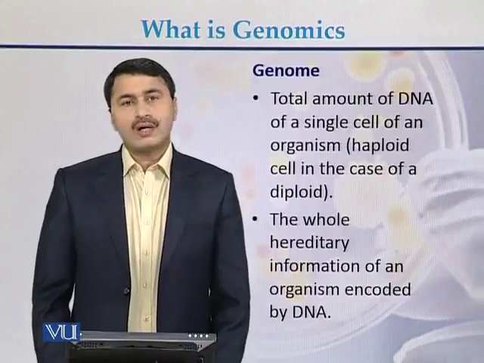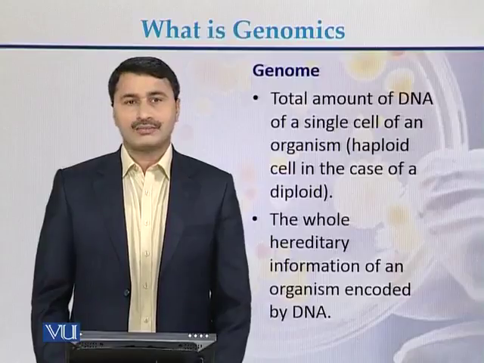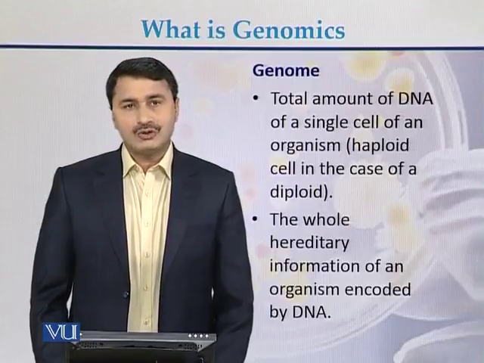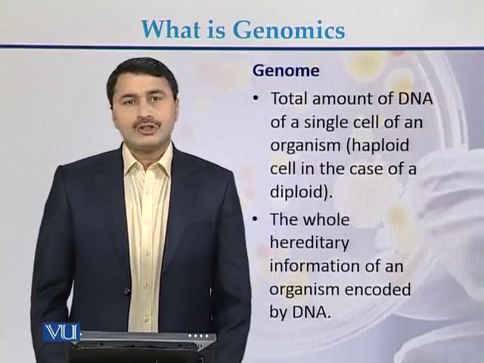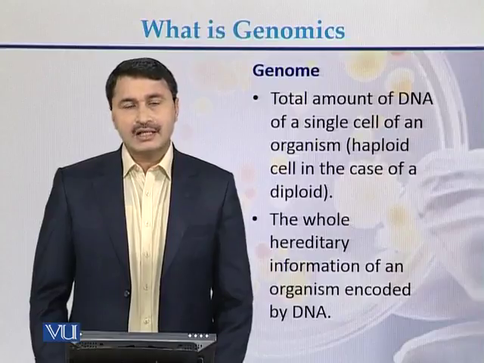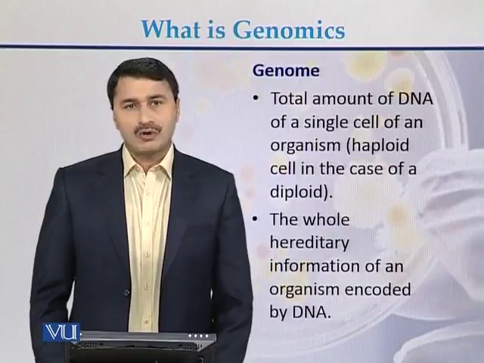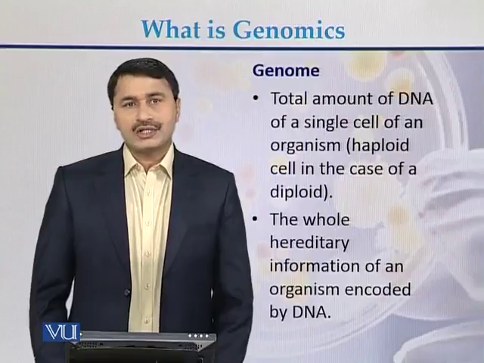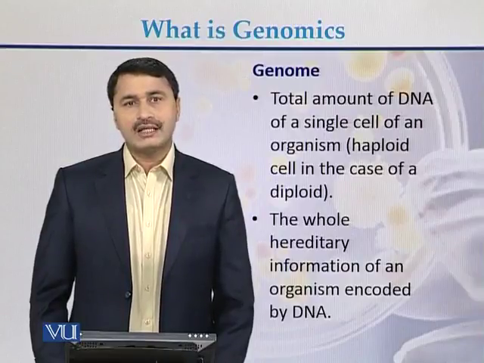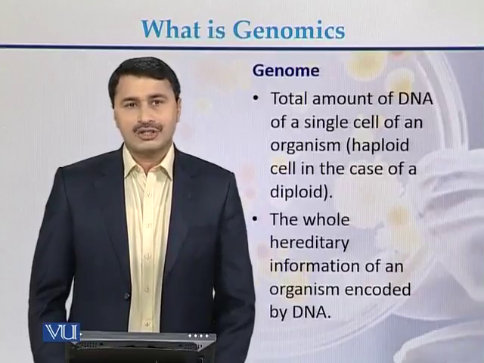What is genomics? The total amount of DNA of a cell which is present in an organism is called the genome of that organism. Usually, the genome is considered the DNA present in the haploid cell, because some organisms are diploid while some organisms are haploid. So the genome is considered as the total DNA present in a haploid cell of an organism.